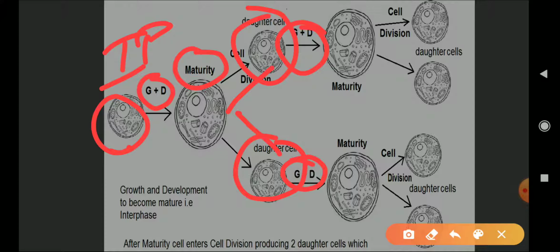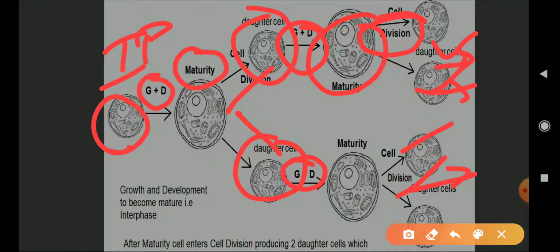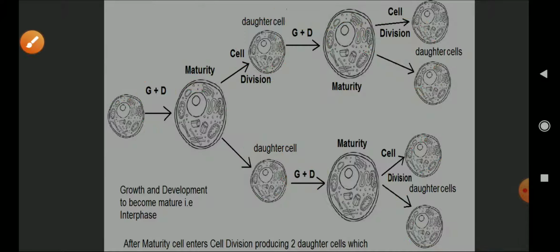Again, growth and development takes place, so it becomes a cell equivalent to its mother cell. That means it is gaining the size of its parent, its mother, and then again cell division takes place and two daughter cells are formed. Again these daughter cells will go further, and the cycle keeps on continuing. I hope you understood this one.